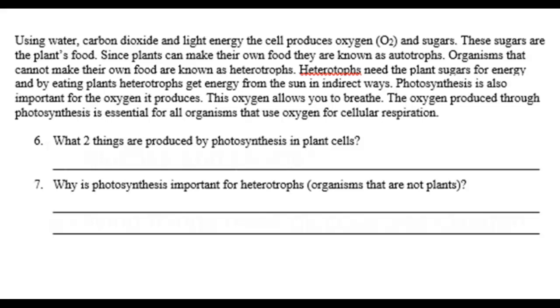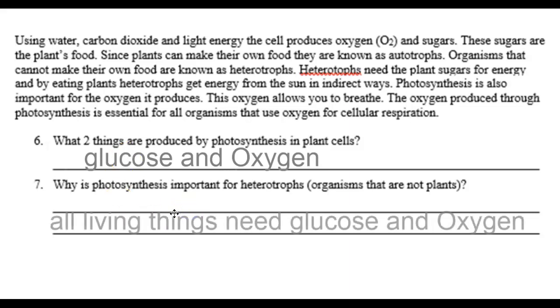6. What 2 things are produced by photosynthesis in plants? The products of photosynthesis are glucose and oxygen. Why is photosynthesis important for heterotrophs? Remember, heterotrophs are the organisms that cannot make their own food, not plants. The answer: all living things need glucose and oxygen to produce energy.